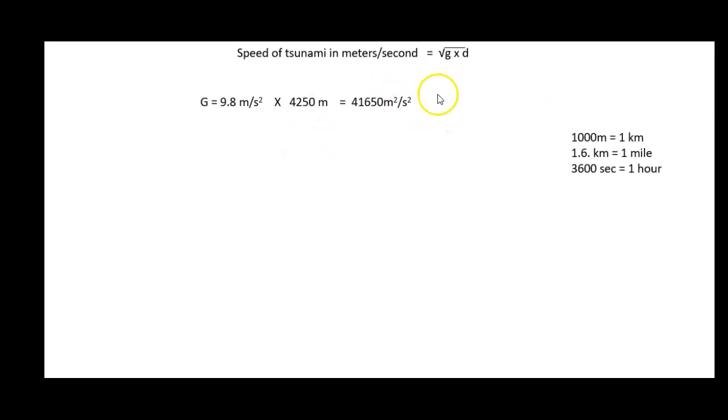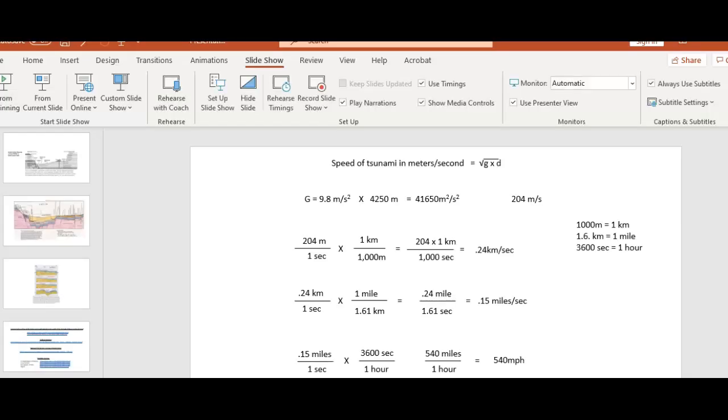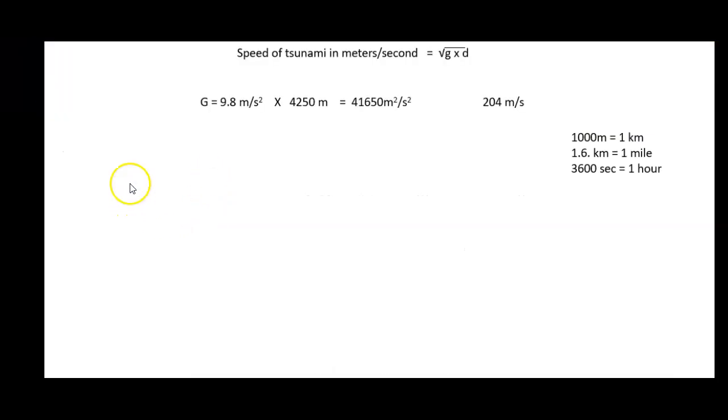41,650. Now the units are actually meters squared per second squared, because meters times meters is meters squared, and the second squared is carried over to here. But this isn't the answer. Remember, it's under a square root sign. So we need to take the square root of that. You're just going to plug that in your calculator, and hopefully you'll get 204 meters per second. And you're usually like, yay, that's awesome, but it's not, because we want it in, my apologies, in miles per hour. And so we need to do a conversion for that.